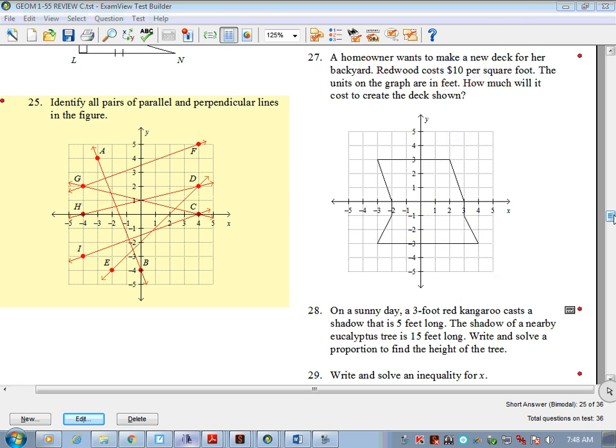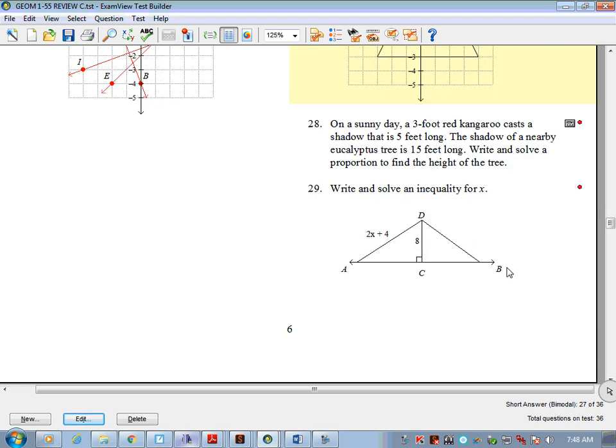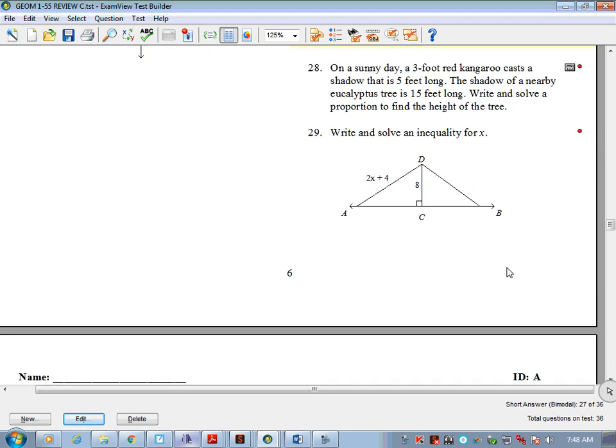All right, 28. On a sunny day, we have a 3-foot kangaroo. Okay, 3-foot kangaroo casts a shadow that is 5 feet long. Let's go ahead and get our sunny day kind of going there. Let's see. Let's get our grass. Let's see. This is going to be a blue kangaroo.